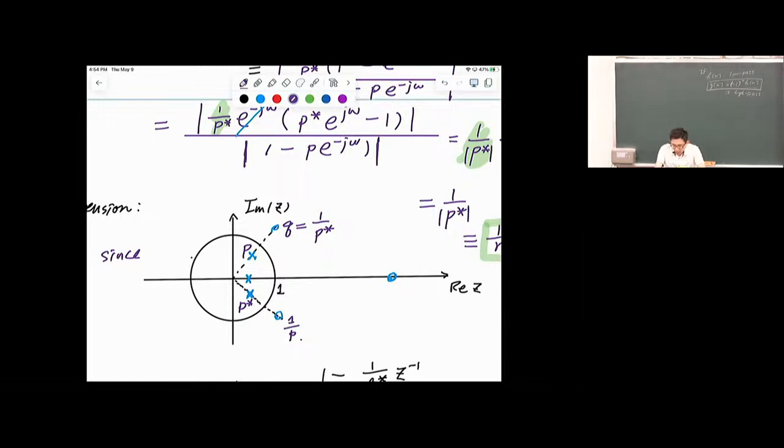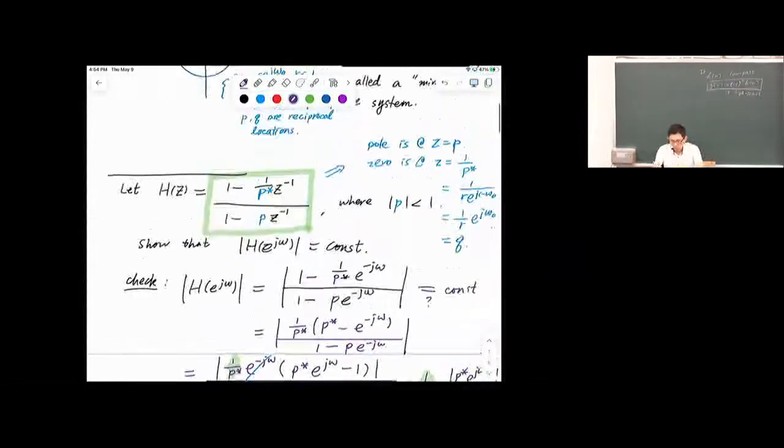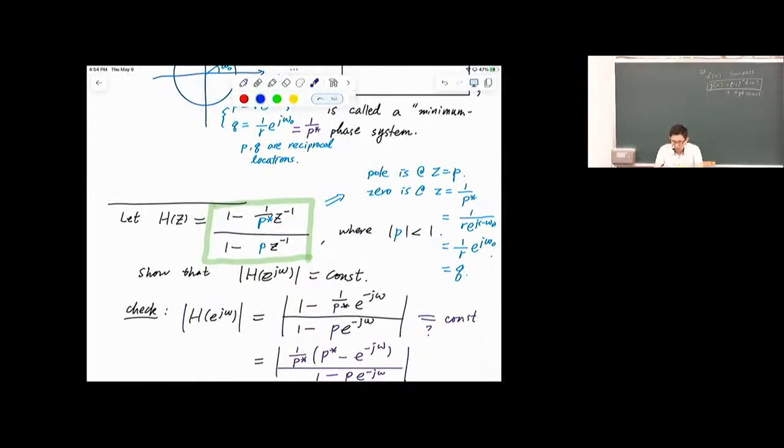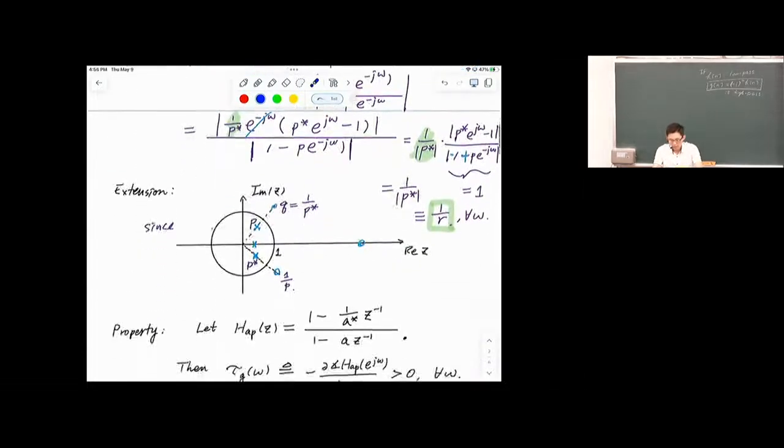By doing this, we are basically cascading two all-pass filters of the first order. If this is a first order all-pass filter, then by pairing our pole with its conjugate, we have created a second order all-pass filter.